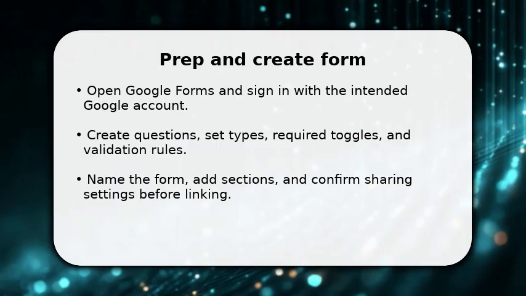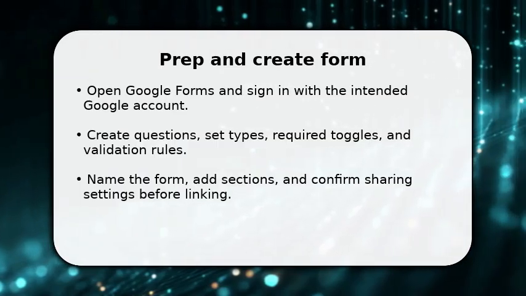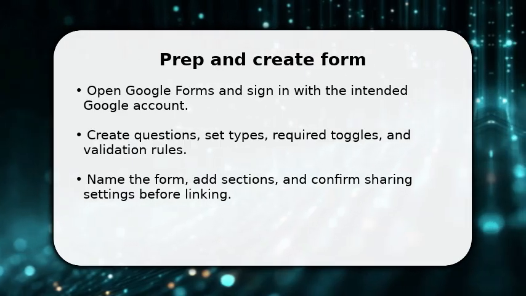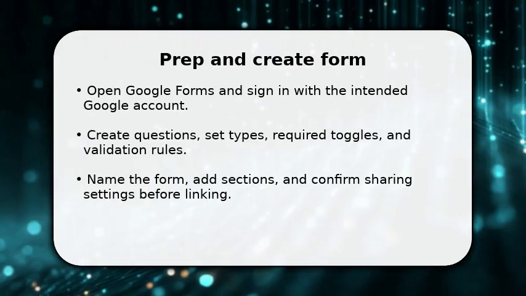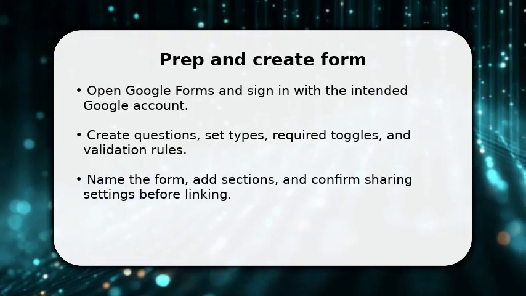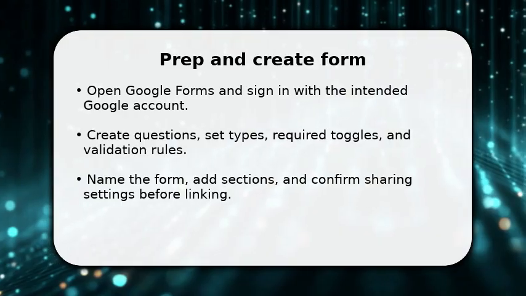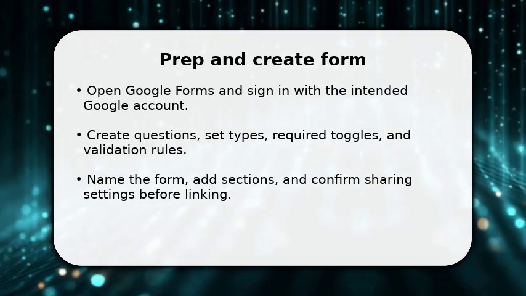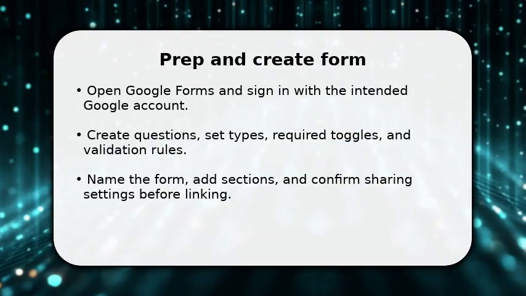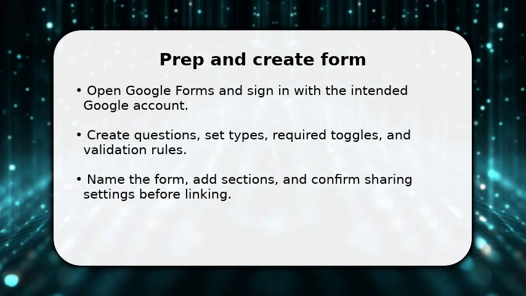You start by opening Google Forms and using the account you want to store responses in. Create your questions now. Choose types like short answer, multiple choice, or file upload and mark required items. Once done, organize sections and adjust validation so responses are consistent. Make sure to name the form clearly and check who can respond. These initial choices determine column layout in sheets, so plan question order and ID to simplify later analysis and formulas.